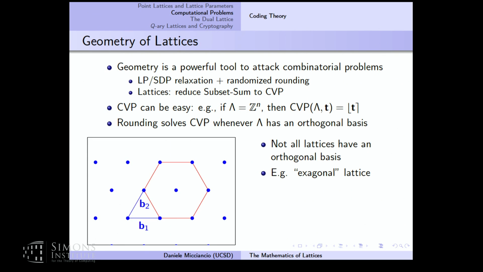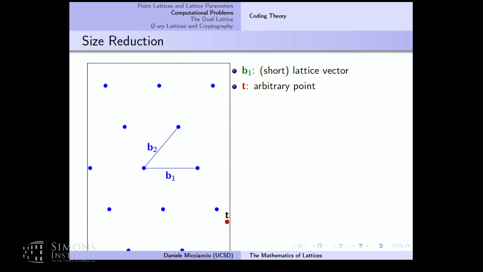So let me just skip this. This is just a simple example where the lattice is not orthogonal and the rounding doesn't produce quite the right solution. But let me move on and talk about what techniques are used, some of the most basic techniques used when studying lattice problems. One is called size reduction.